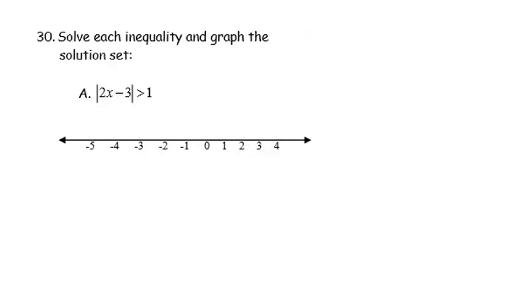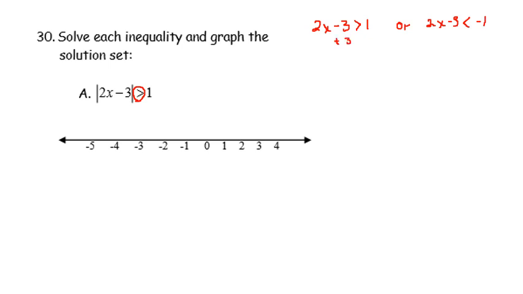Solve each inequality and graph the solution set. So right here, let's look at our inequality sign. Right here we have the greater than sign, so that means that this is an OR problem. Greater is an OR. So remember, anytime it has absolute value signs, we need to create 2 inequalities. So this would be 2x minus 3 is greater than 1, or 2x minus 3. Flip the inequality sign and do the negative, or the opposite.